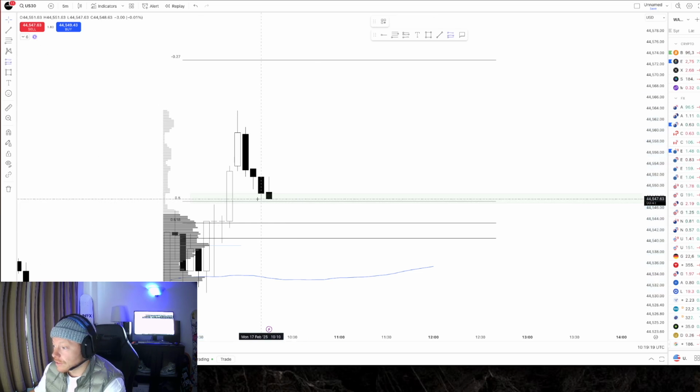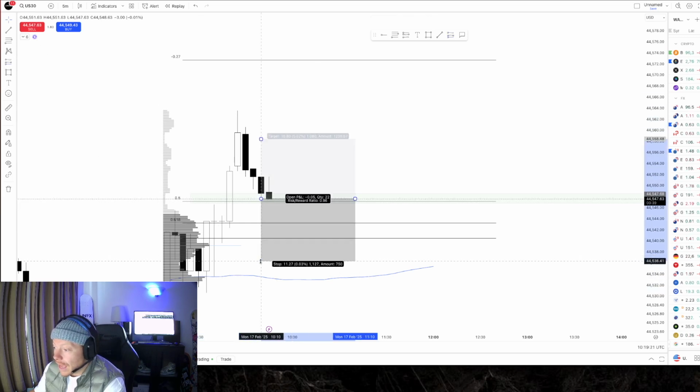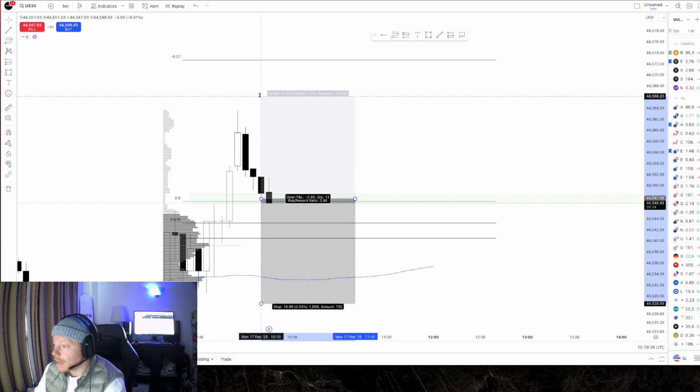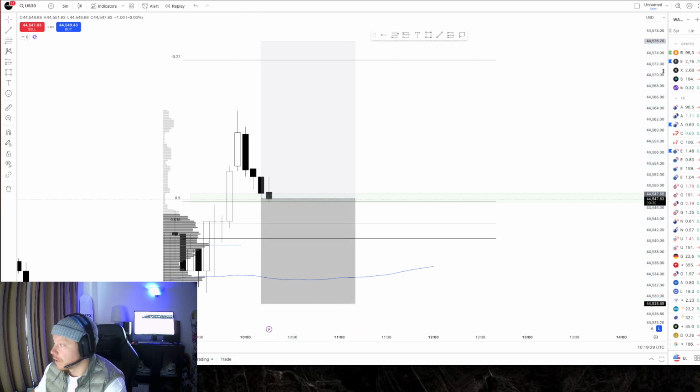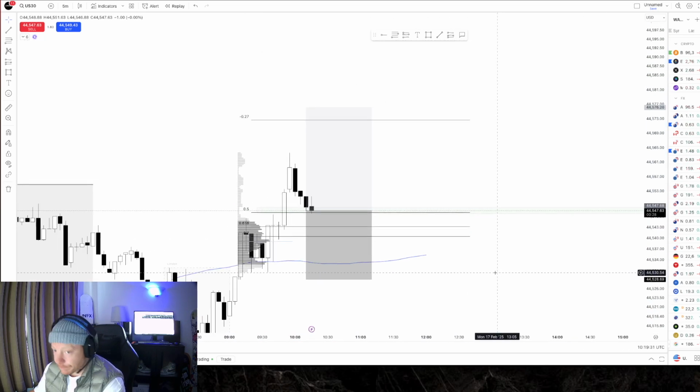I got on the close of this candle here, and I'm going to bring my stop loss just below the volume cluster here, and then we're going to go for a 1 to 1.5. Okay, and then that is going to be our trade for today.